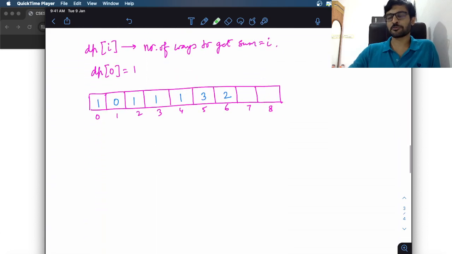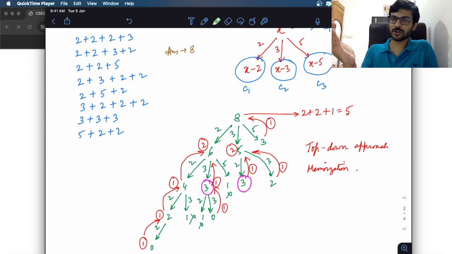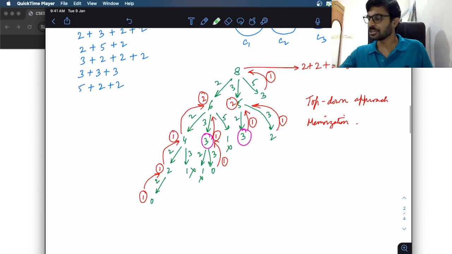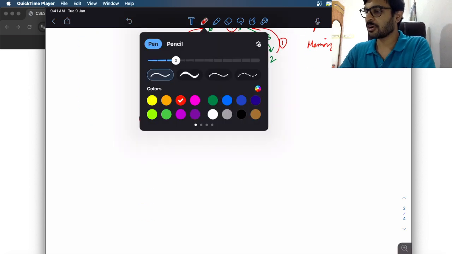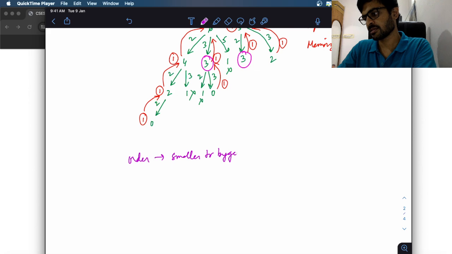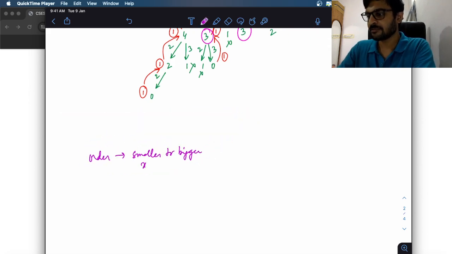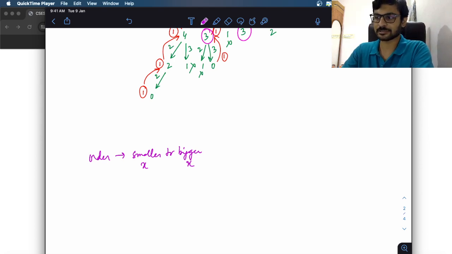Now the tabulation approach is basically similar. For tabulation, we basically need to know in what order we should find the answers to the problems or subproblems. So in this case, if we know the answers of the smaller ones first, we can calculate the bigger ones. If we don't know the answers for the smaller values of x, we can't calculate for the bigger x. So the order is smaller to bigger. First, we need the answer to the smaller subproblems, smaller values of x. From there, we can get the answer to bigger values of x.